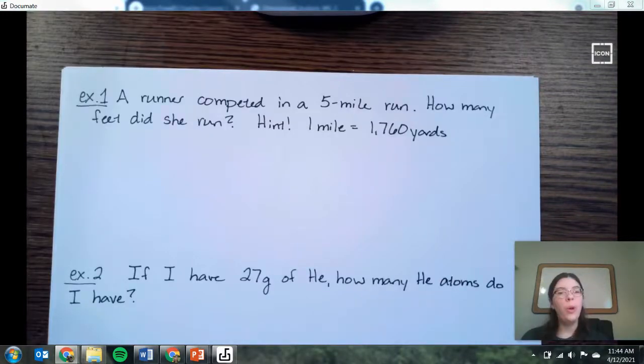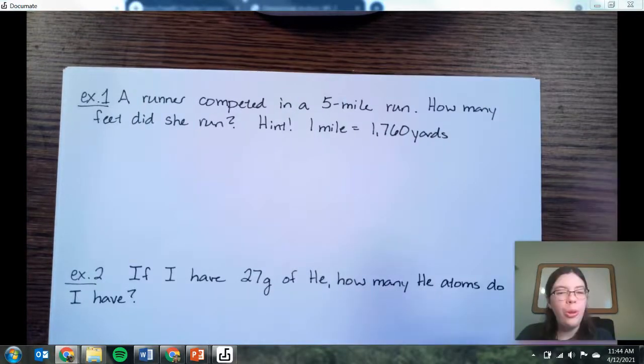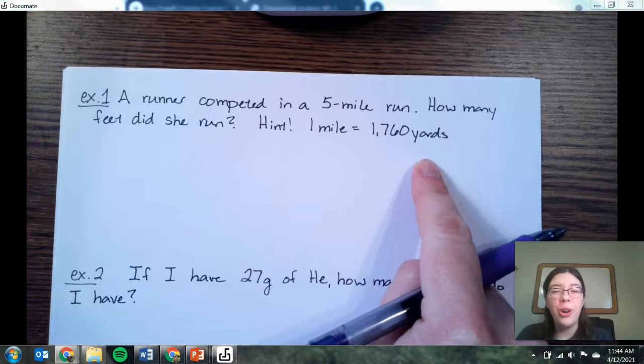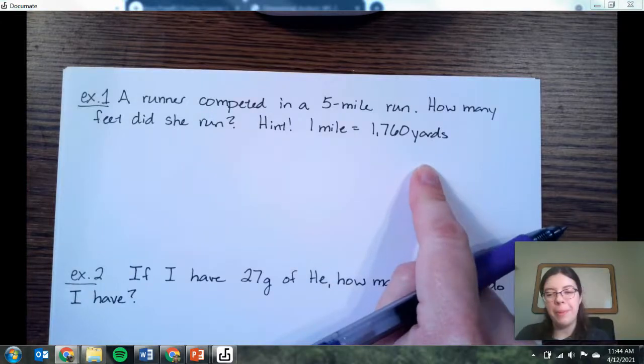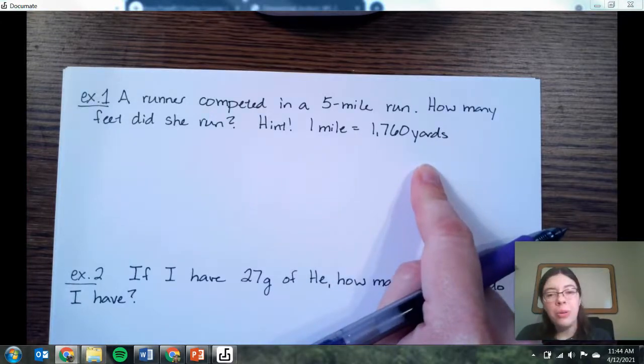A runner competed in a 5-mile run. How many feet did she run? So one hint that we're given is 1 mile is equal to 1,760 yards. So these numbers, although they are helpful, are not actually part of the problem. They're just extra information I'm giving you in case you don't know how many feet or yards are in a mile.